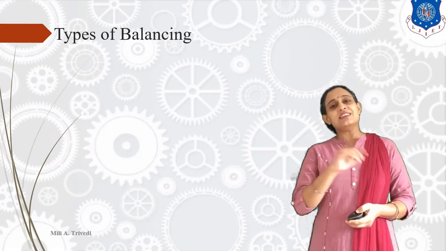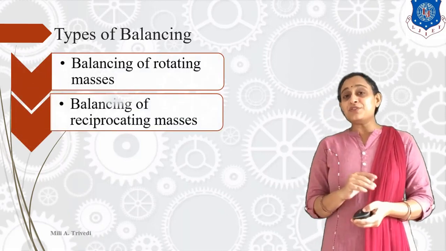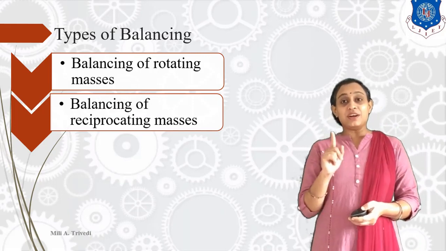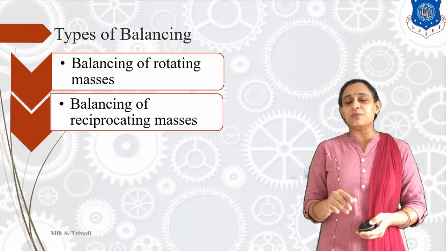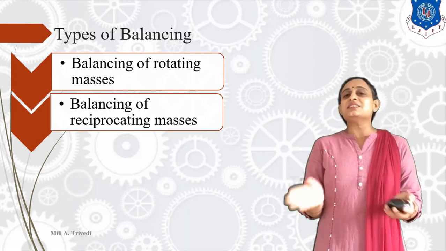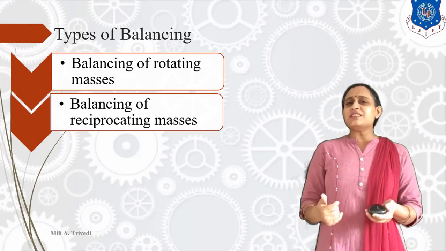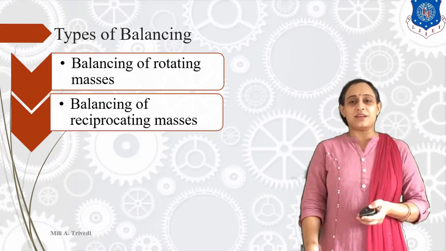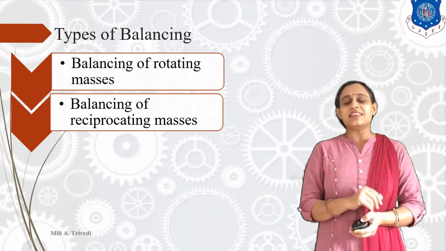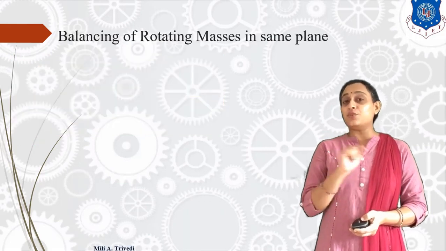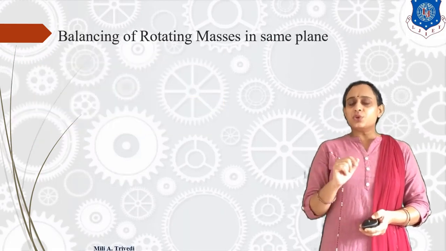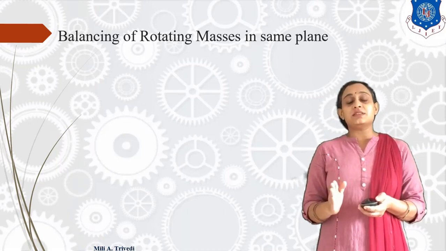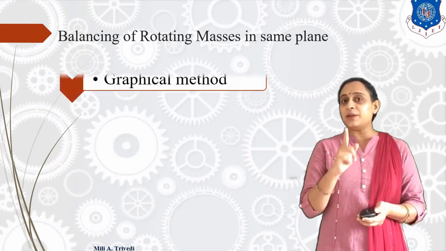Now let us have the types of balancing. We are having two types of balancing. One is a rotating mass system and the second one is the reciprocating mass system. We will say balancing of rotating masses and balancing of reciprocating masses. So here in our case, let us study balancing of rotating masses itself, rotated in the same plane.